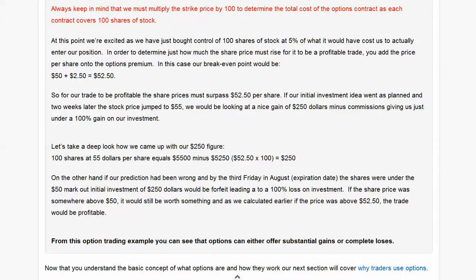Let's take a deeper look at how we came up with our $250 figure. 100 shares at $55 per share equals $5,500. Minus $5,250 would equal $250. Now, on the other hand, if our prediction had been wrong and by the third Friday of August, the expiration date, the shares were under the $50 mark, our initial investment of $250 would be forfeit, leading to a 100% loss. From this option trading example, you can see that options can either offer substantial gains or complete losses.